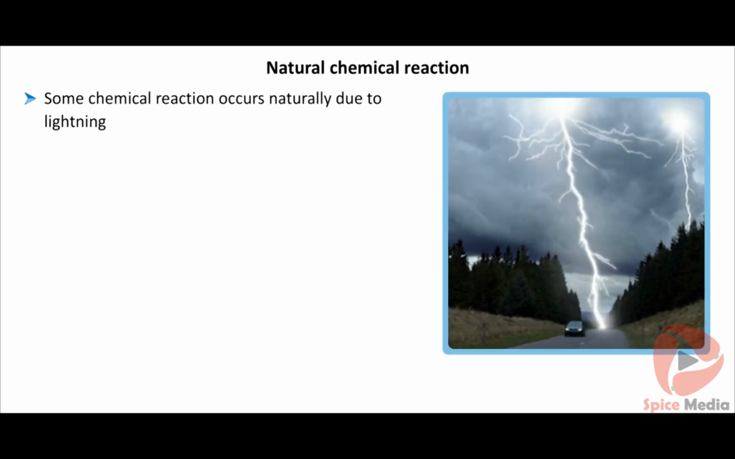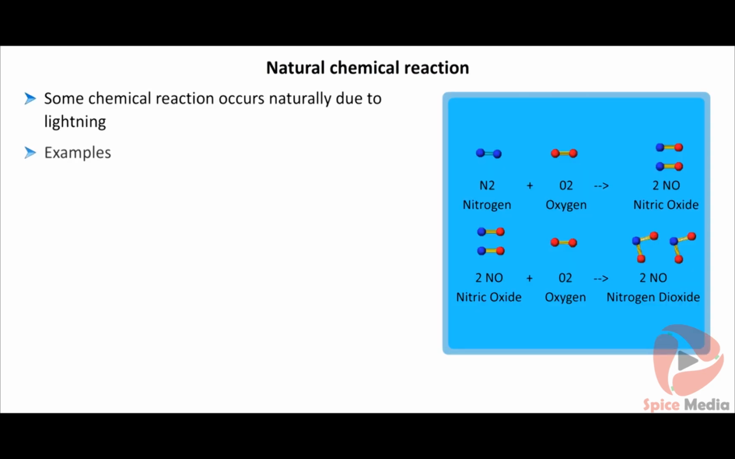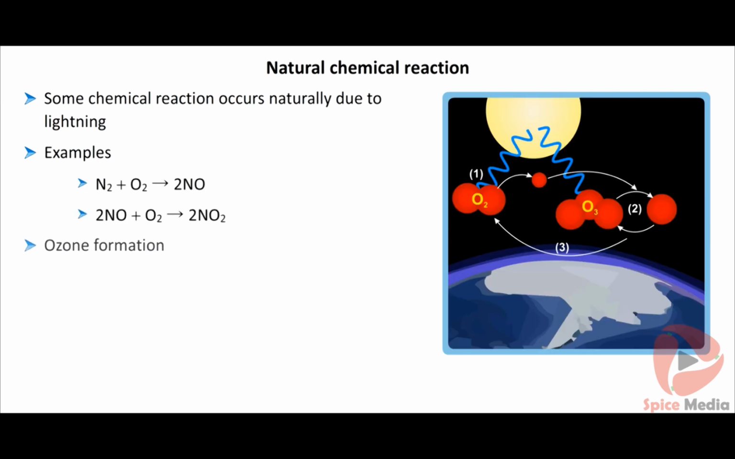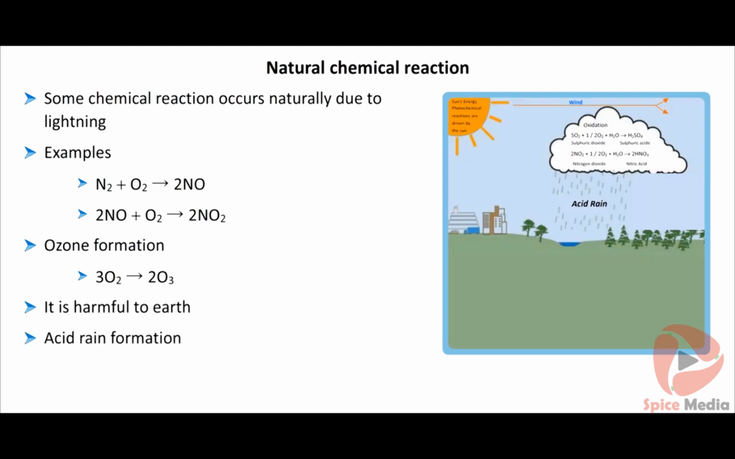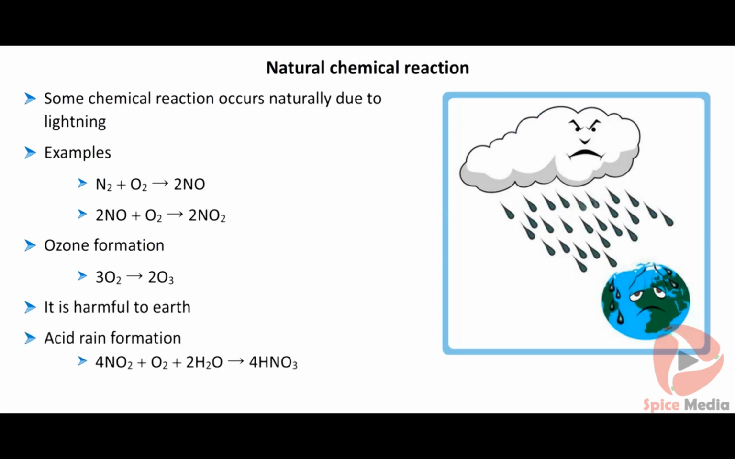Some chemical reactions occur naturally due to lightning. Examples: nitrogen in the atmosphere combines with oxygen to form nitrogen dioxide. Oxygen present in the atmosphere is converted to ozone. Nitrogen dioxide mixes with tiny droplets of water vapor to produce acid rain. It is harmful to plants.